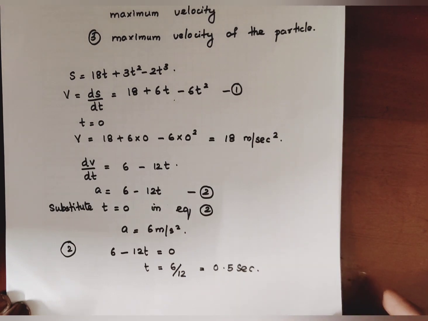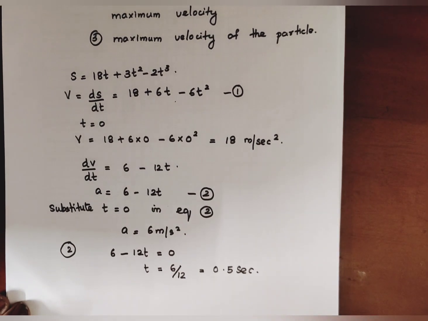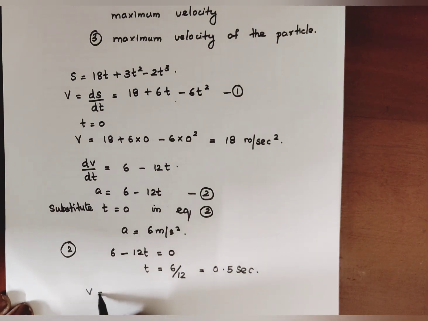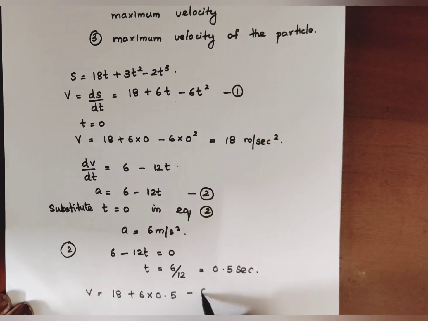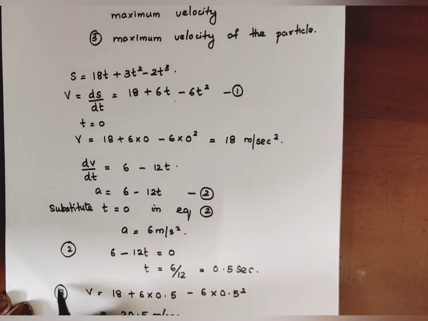So now the third question, maximum velocity of the particle. For that you have to substitute this value. So that is substituted in equation 1. So V is equal to 18 plus 6 into 0.5 minus 6 into 0.5 square. So that is equal to 20.5 meter per second. So this is the answer for the third question.